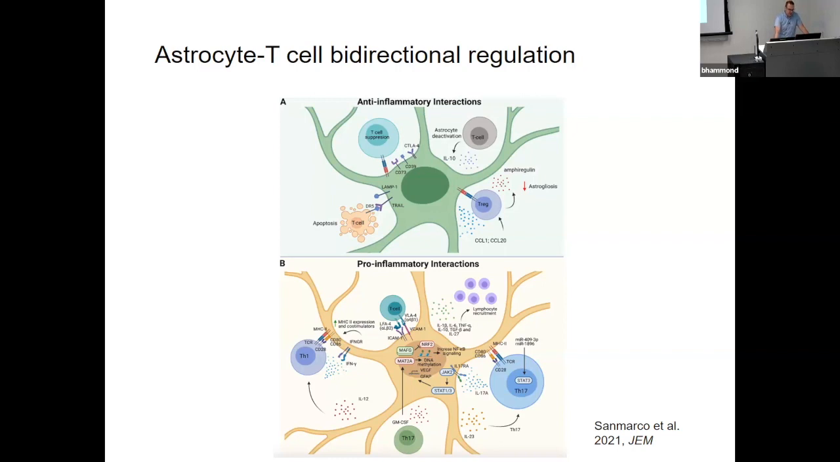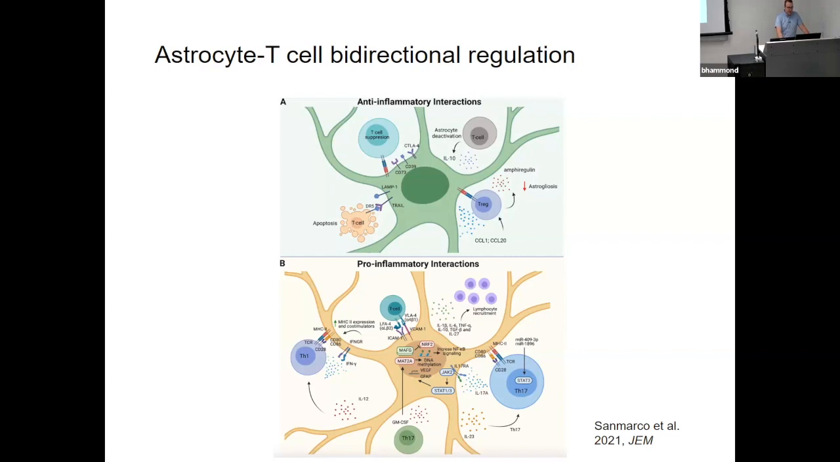But on the flip side of that, you can also get an elevation of inflammatory responses, both with Th17 cells secreting, say, GM-CSF, which then promotes a reactive astrocyte response, or astrocytes signaling onto T cells to generate their own pro-inflammatory activities. So again, we're seeing increasing evidence in disease of these astrocyte T cell interactions.